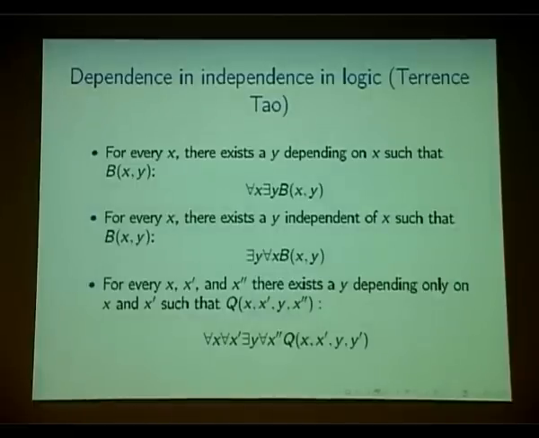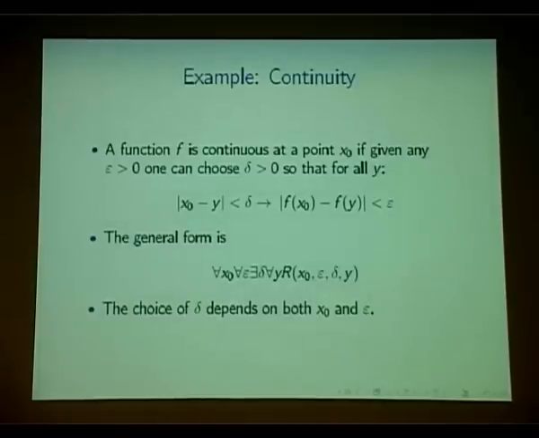When we have four quantifiers, things become a little more complicated, but still we can express naturally things like: for every x prime and x second there is a y dependent only on x and x prime, such that the appropriate relation holds. We do it in that way, having a y in the scope of both universal quantifiers.